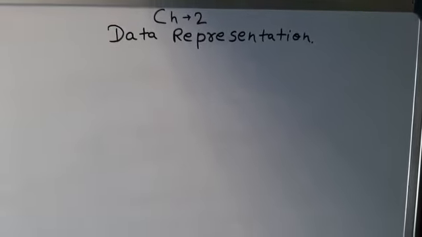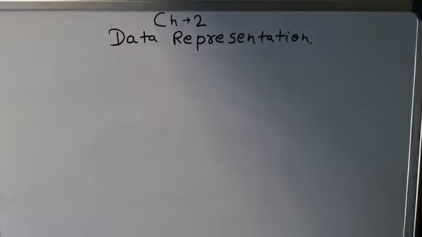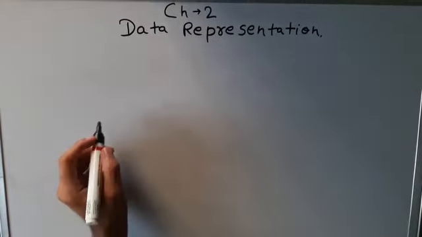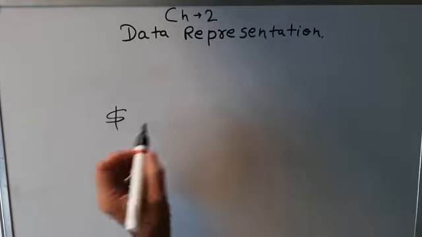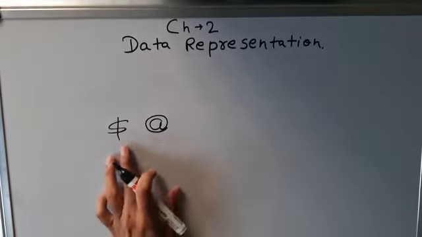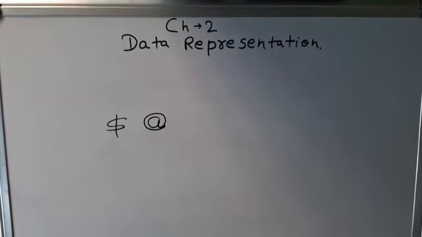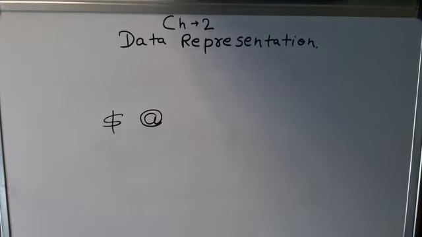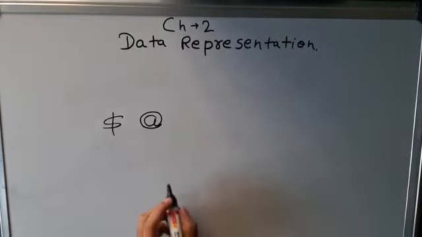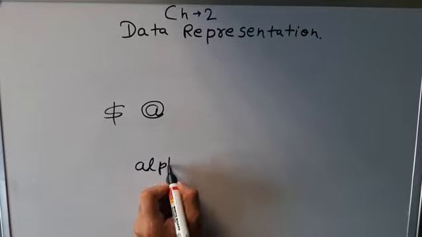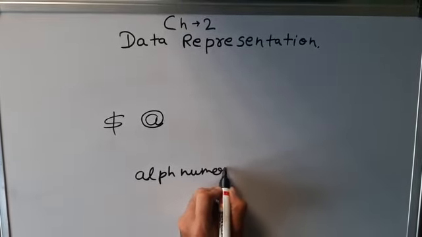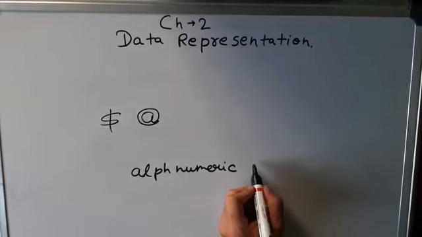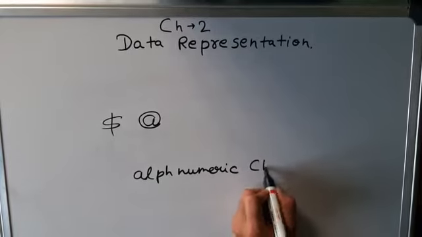Now we have just discussed how we represent numbers in other systems. If you have to represent this dollar sign or any kind of at the rate sign, or any other symbols or strings, what system do we use? There are two kinds of systems which represent alphanumeric values, signs, any kind of keys; these are represented by alphanumeric characters.